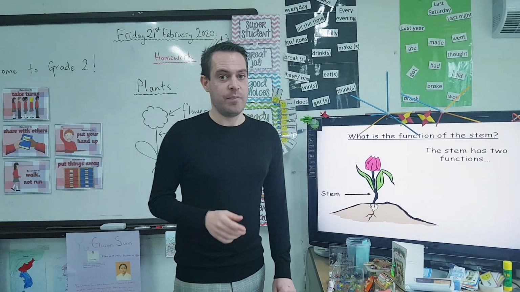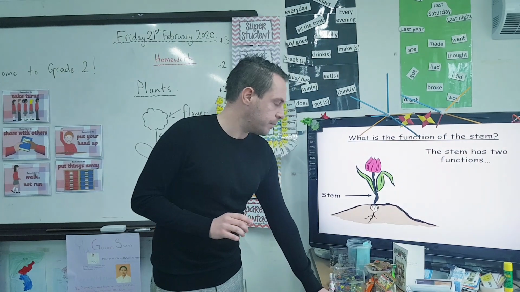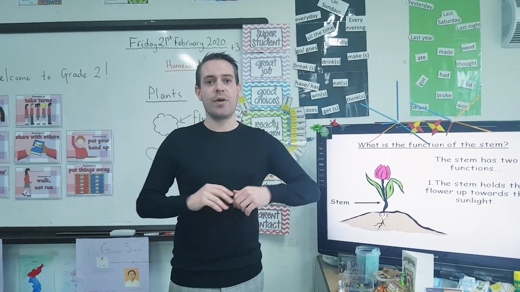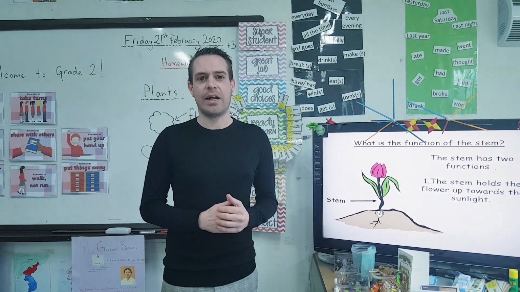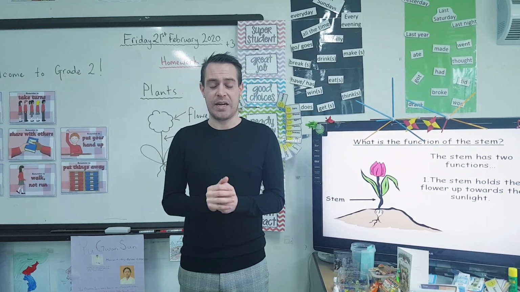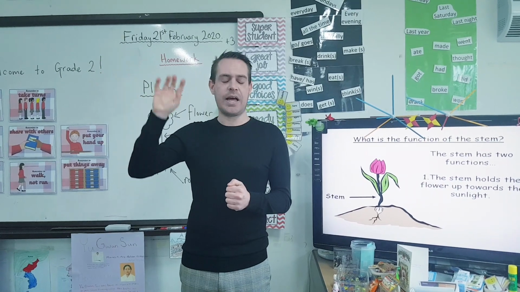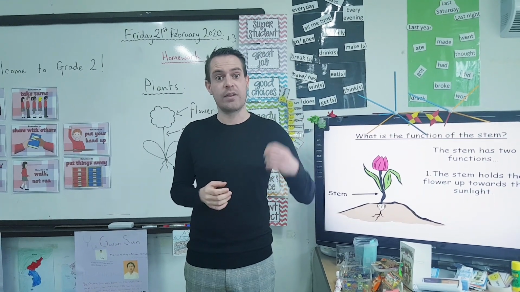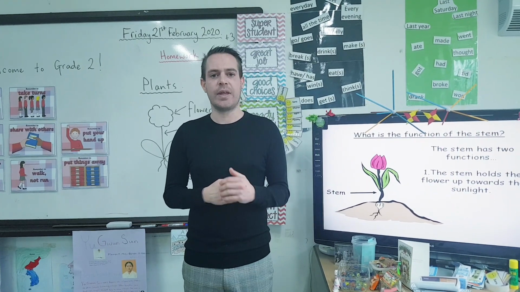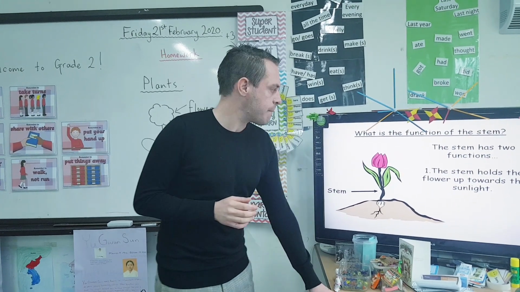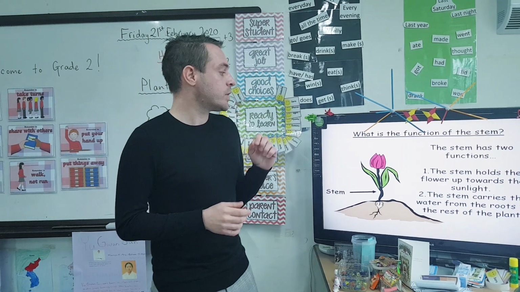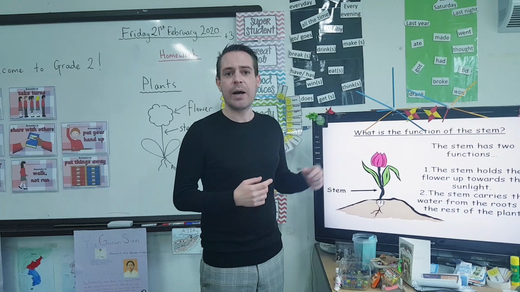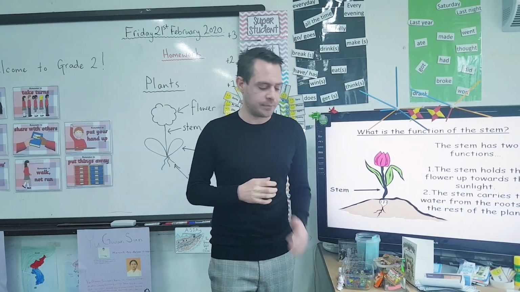The stem, that has two functions as well. The stem holds up the plant so that it can get all of that gorgeous sunlight, because plants need two things. They need sunlight that acts as energy for the plant, and also water that comes from the soil. As I told you, that's where it gets its nutrients. And also it carries water all the way up from the roots, all the way up to the flower, to the plant.